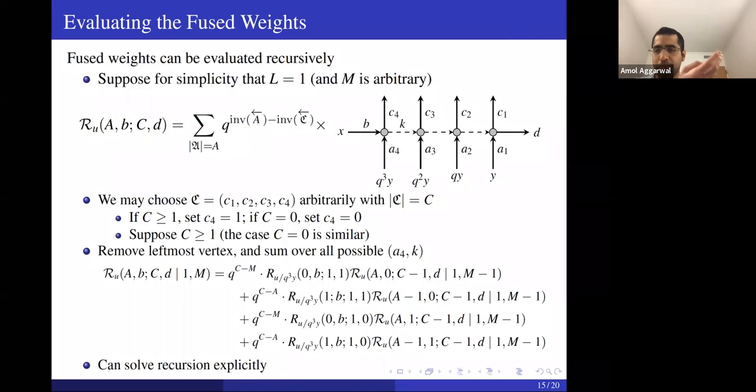So you can put them on a computer. You can implement the recursion, and the computer will spit out formulas for these fused weights. If you're lucky, you can see a table of these fused weights and just guess the general solution to the recursion. Or you can just solve the recursion by hand if you want. That will give you a closed form answer for these fused weights in terms of all of your parameters, L, M, X, and Y. So let me explain how this recursion works, and then I'll tell you what the answer is.